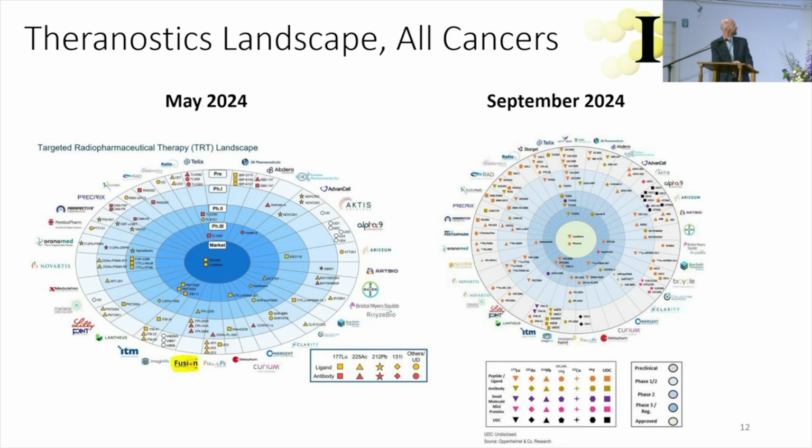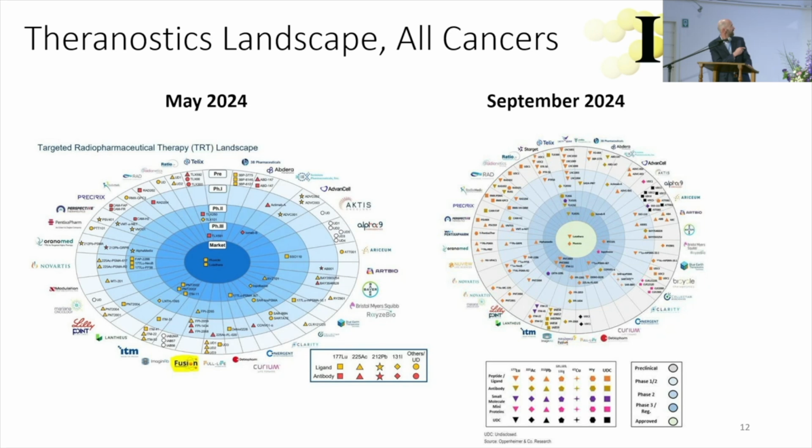Let's move on. So this is the current landscape of development of theranostic agents in the US. This is all cancers. Well, not US, worldwide. Many of these companies are European. And we have the 2 approved agents in here, and then all of these other dots and stars and squares are agents under current development, from preclinical all the way to phase 3 trials.